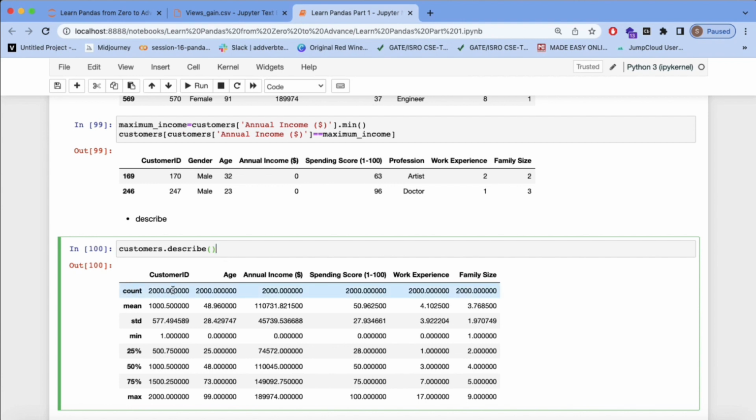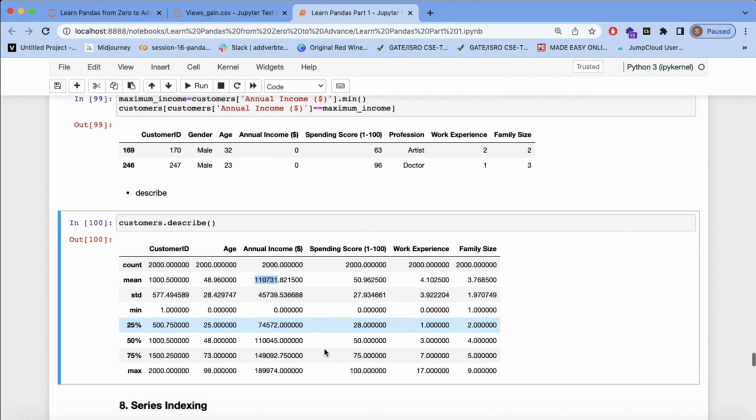For the customer ID, the count means the number of customer IDs, that is 2000. And the mean is 1000 for that customer ID. The mean of the age is 49. On average, 48-year-old people are in my data set. The annual income average is something like 11,000. Okay, I hope you understand what I explained here, right?